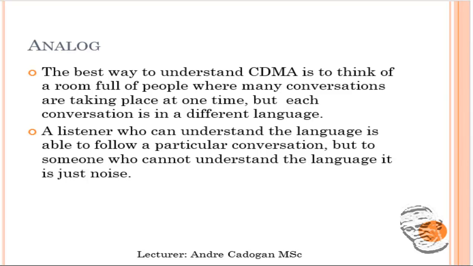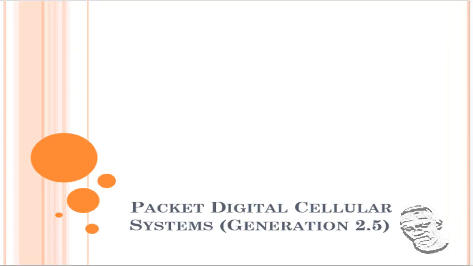The best way to understand CDMA is to think of a room full of people where many conversations are taking place at one time, but each conversation is in a different language. A listener who can understand the language is able to follow a particular conversation, but to someone who cannot understand the language, it's just noise. Hence the reason why CDMA is extremely secure.